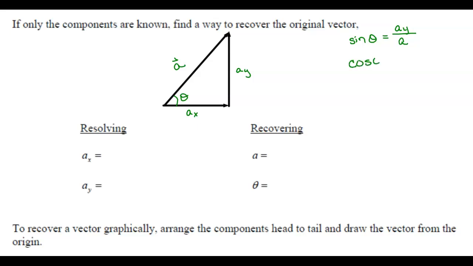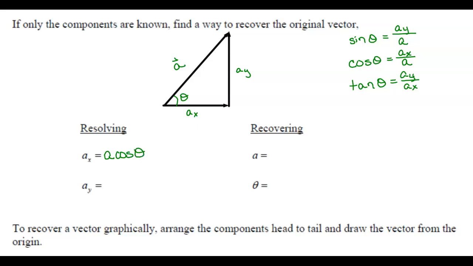Cosine of our angle theta would be my horizontal component over the magnitude of the hypotenuse, so the magnitude of our vector A. Tangent of that angle is going to give me opposite over adjacent, so a sub y over a sub x. Now, why is all of this important? Because if it comes down to push comes to shove here, my horizontal piece is going to be the magnitude of my vector times cosine of the angle at which it goes.